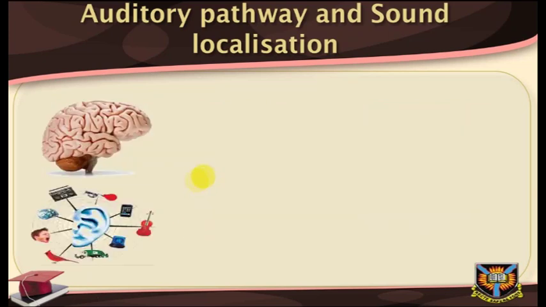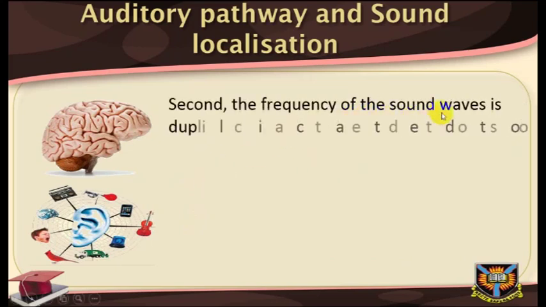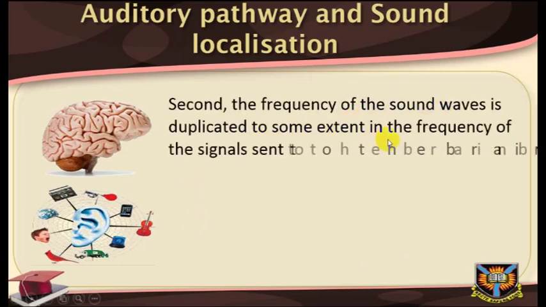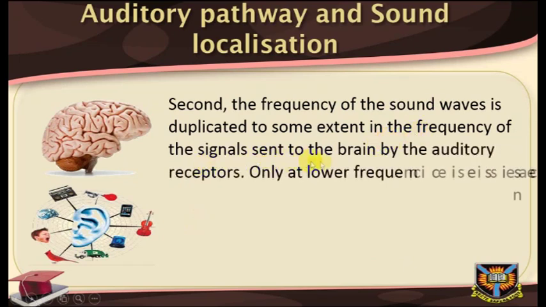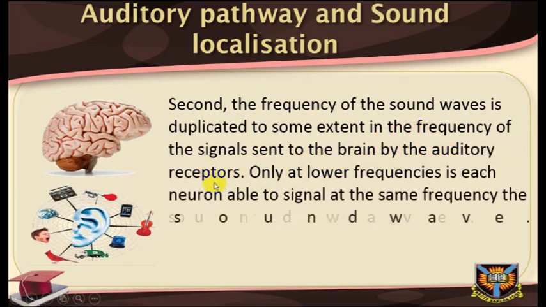Second, the frequency of the sound waves is duplicated to some extent in the frequency of the signals sent to the brain by the auditory receptors. Only at lower frequencies is each neuron able to signal at the same frequency as the sound wave. At higher frequencies, decoding of frequency is achieved by volleys of neural impulses from different groups of neurons, which reflect the frequency of the sound wave.